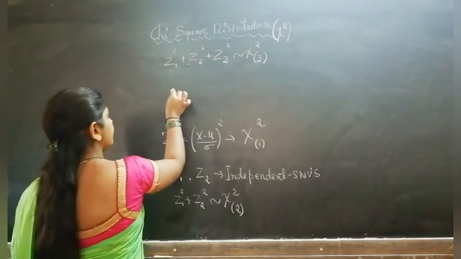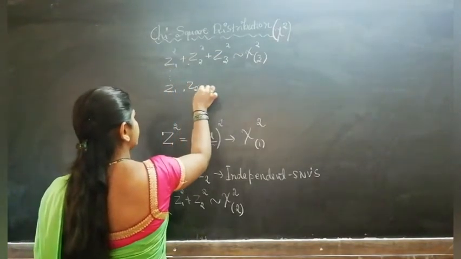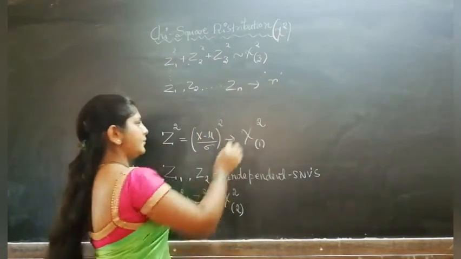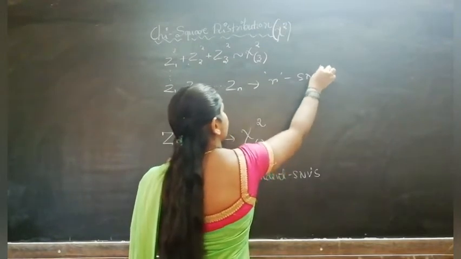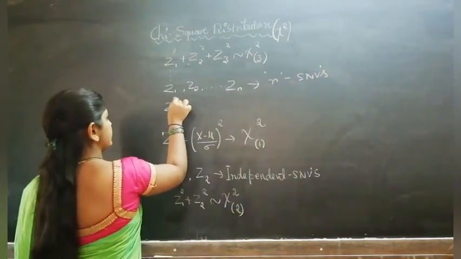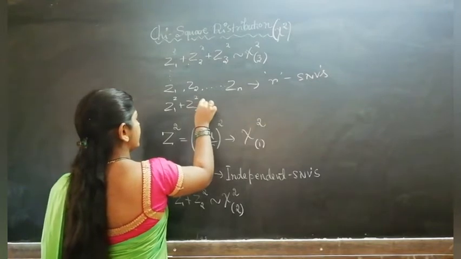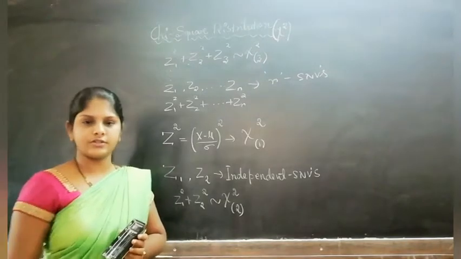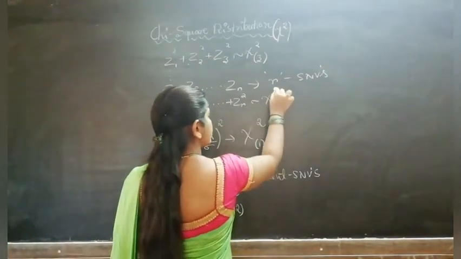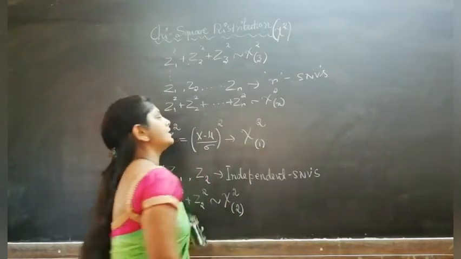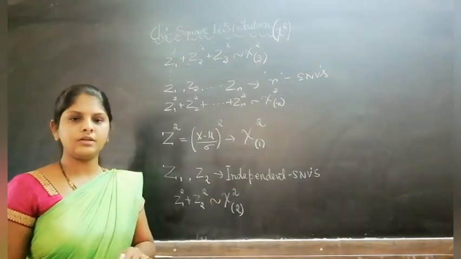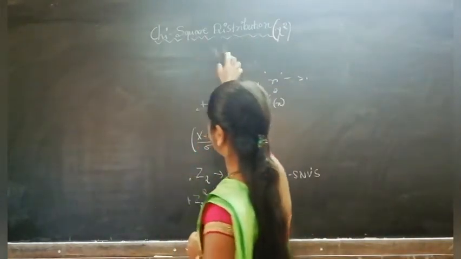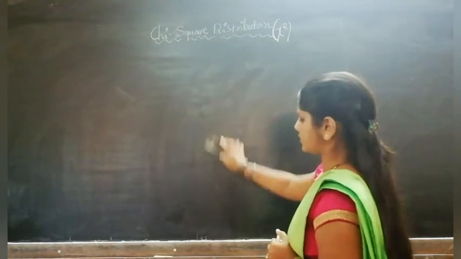So in general, if z1, z2, and so on up to zn are n independent standard normal variates, then z1 square plus z2 square plus so on plus zn square follows the chi-square distribution with n degrees of freedom. Clear? This is the introduction part. Now we'll see the definition of chi-square distribution.